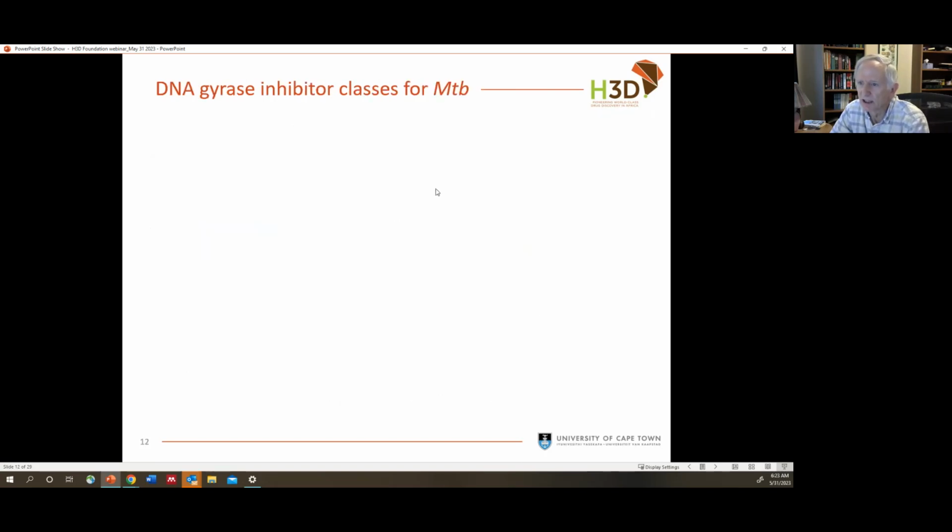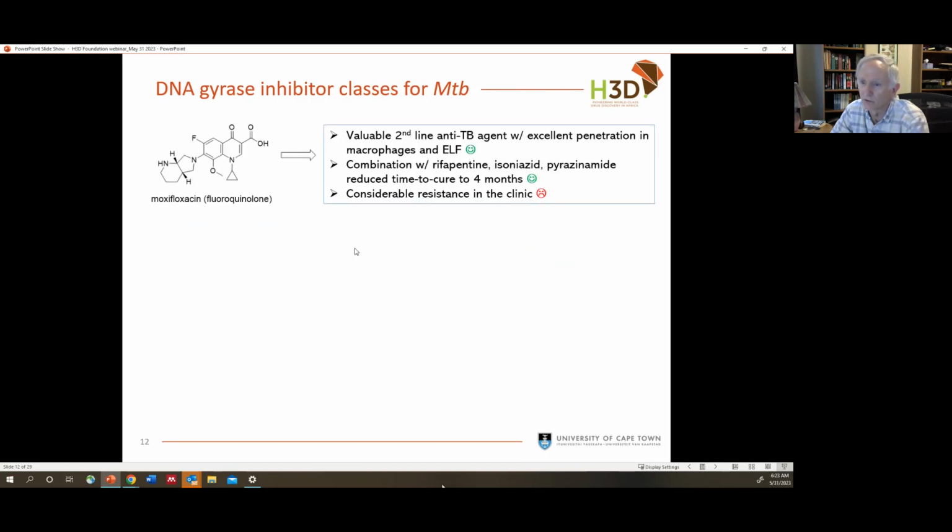Now, I'll go over some of the DNA gyrase inhibitor classes that are already well known. The first are fluoroquinolones. Moxifloxacin is used for the treatment of TB. It's very valuable, and it shows excellent penetration of macrophages, and it does accumulate in lung fluid. A fairly recent clinical study showed that its combination with 3 other drugs, rifampicin, isoniazid, and pyrazinamide, reduced the time to cure to 4 months. So that's very encouraging. The problem with this is there's considerable resistance to moxifloxacin in the clinic.